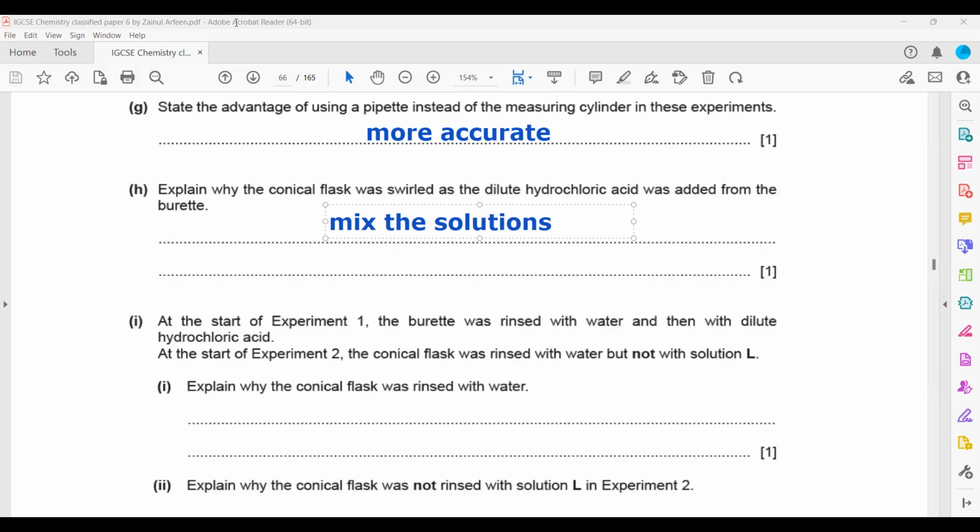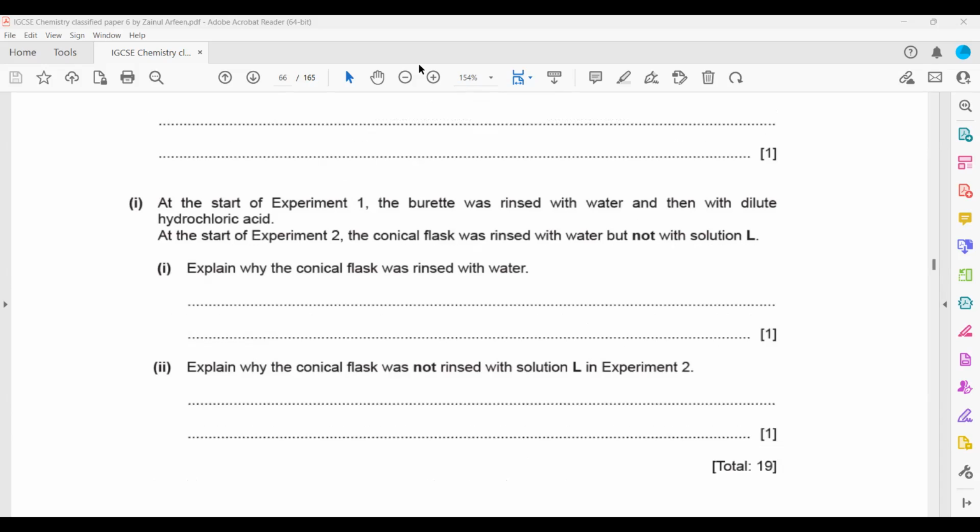Then, at the start of experiment 1, the burette was rinsed with water, and then it is rinsed with hydrochloric acid. At the start of experiment 2, the conical flask was rinsed with water but not with solution L. Explain why the conical flask was rinsed with water. What is the reason why we rinse with water? To remove impurities, to clean, to remove any residue from experiment 1.